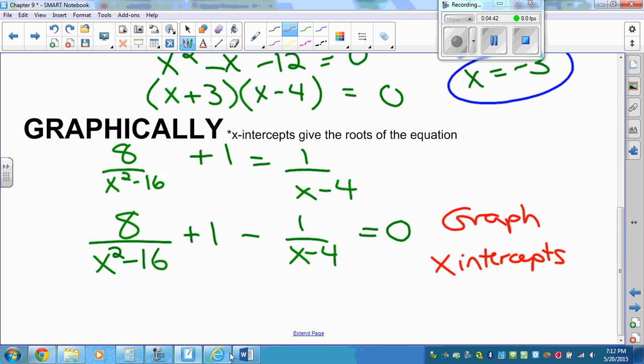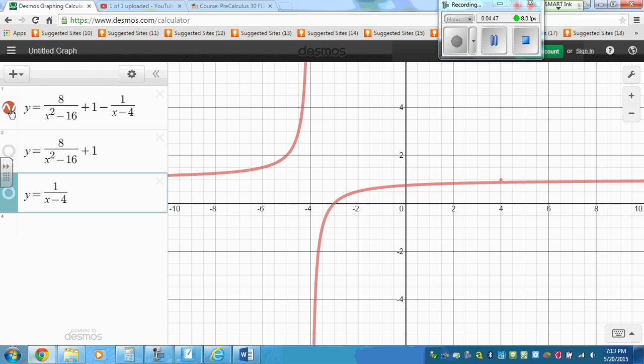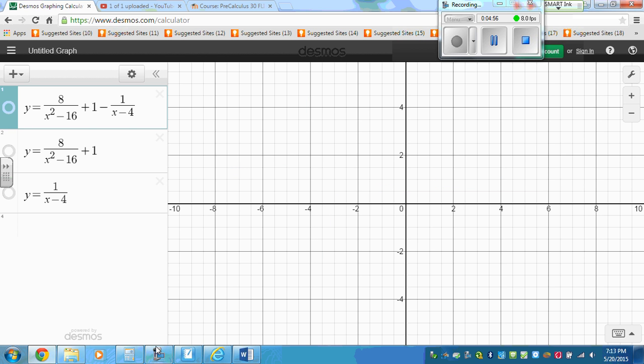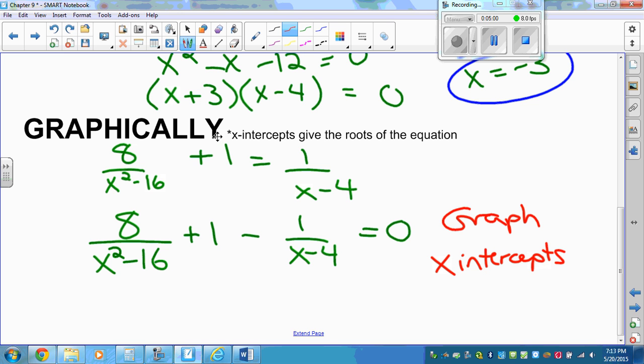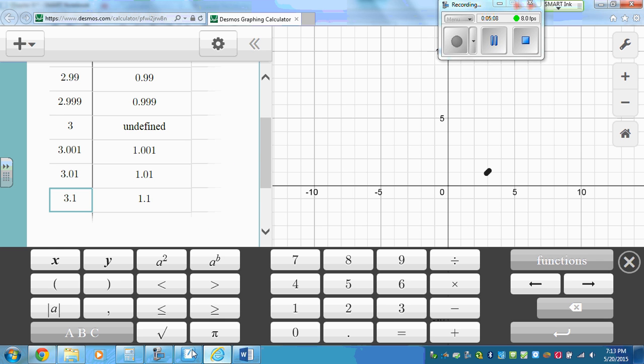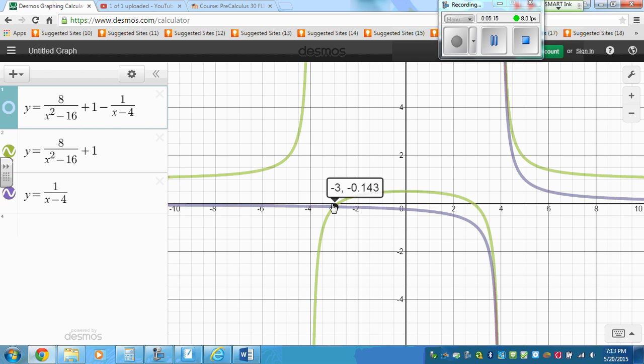So I go to Desmos, I put it in, I get everything to be 0, and I look at my x-intercept. It looks like I have just one, and sure enough, that is at negative 3. Okay, that's one strategy. The other strategy I have is I can do the right-hand side and the left-hand side, put them as two separate graphs, and then look where they intersect. So that's what I did here. I did one side, the other side, and I look where they intersect, and they intersect at negative 3.